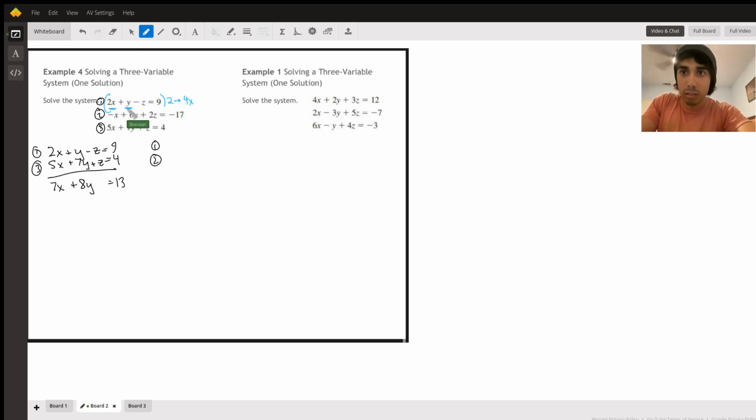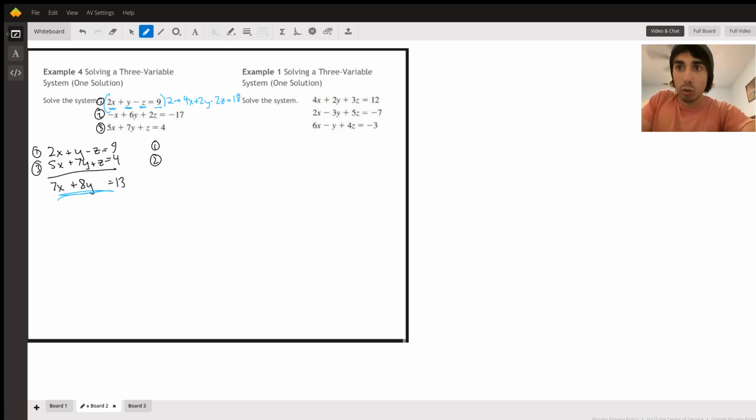2x times 2, and then y times 2 is going to be 2y. Negative z times 2 is negative 2z. And then 9 times 2 is 18. All right, so that's my new equation 1. Now I can use that alongside equation 2 and eliminate z. That's going to give me another 2-variable equation where z's gone.